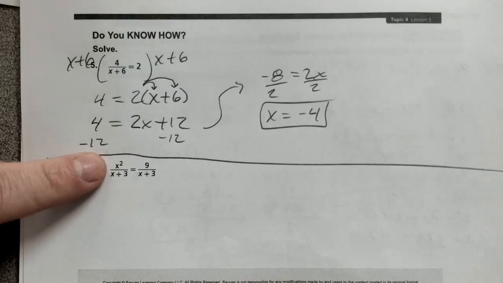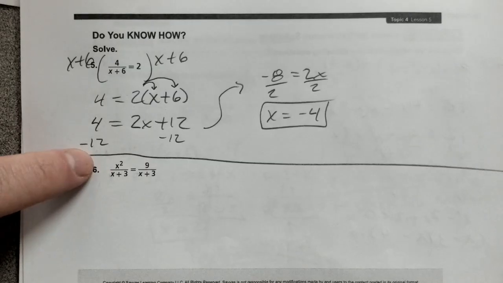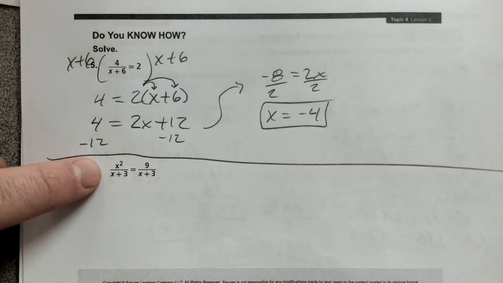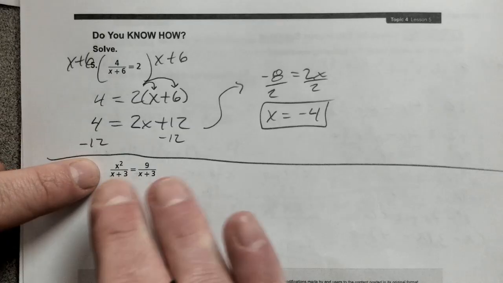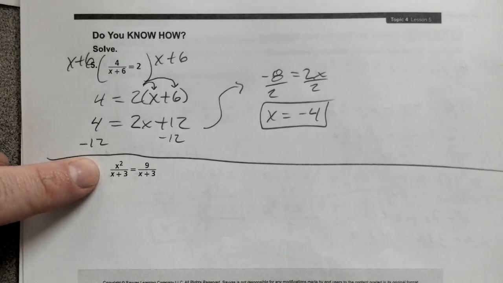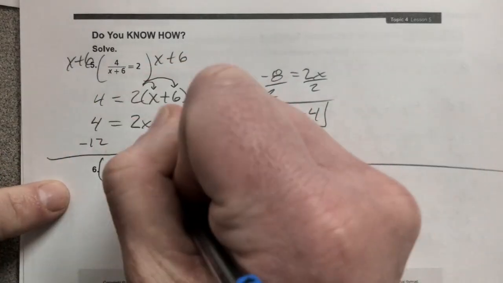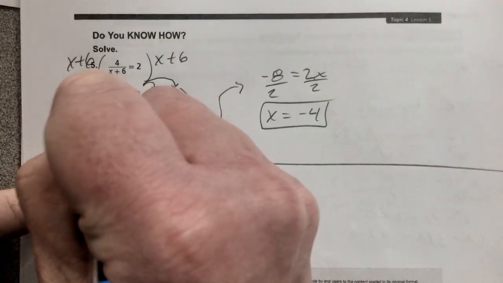Here we go. Piper Gus, what's our common denominator here on this problem? X plus 3. Good. How many total terms does this equation have? 2. Good. Really good job. So I'm going to multiply both of our terms here by x plus 3.